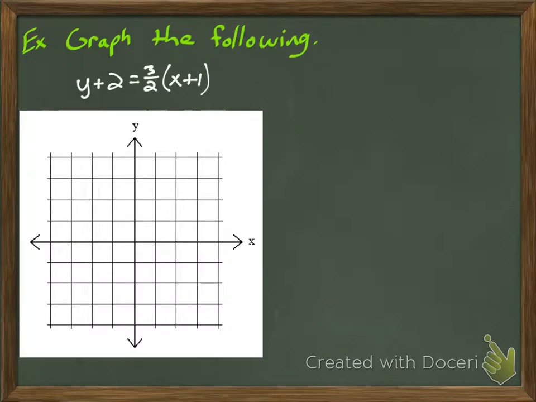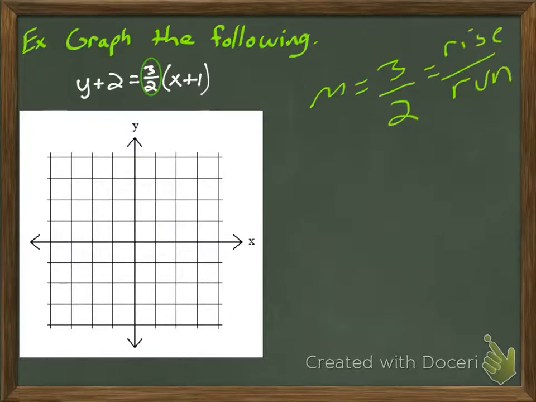Let's do another one. Alright, graph the following equation. Well, to graph, we at least need to know a point and we need to know the slope. Well, here we know the slope. It's right here. So m equals 3 over 2, or rise over run. And then my point is x1. Now you got to be careful. It says plus. It should say minus, so it's negative 1. And then plus 2, so same here, it's negative 2. It's kind of like the opposite of what's actually there. So I'm going to go -1, -2. So -1, -2 right here.